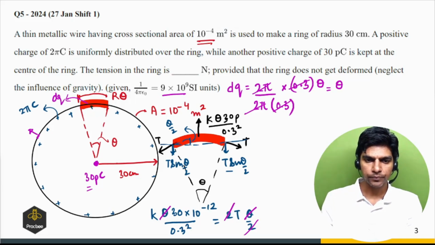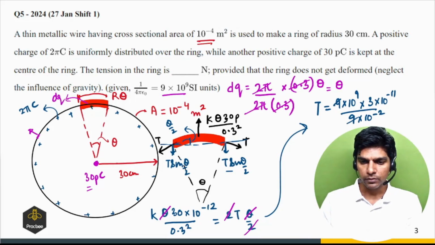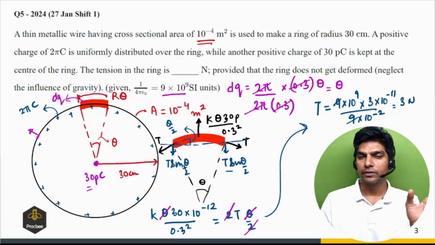So from here we can say the tension will be 9 into 10 raised to power 9 times 3 into 10 raised to power minus 11, divided by 9 into 10 raised to power minus 2. So 9 will get cancelled out, and if you look at this, it will be nothing but 3. So the tension in the ring will be 3 Newton. That is the approach whenever you have to find the tension in a circular ring.